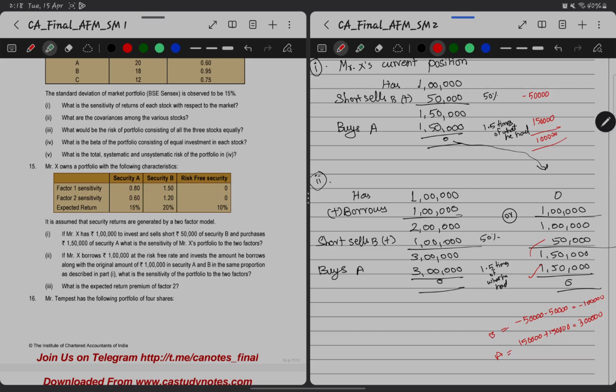Or we can do it in this method also, wherein he originally has 1 lakh and then he is borrowing 1 lakh, so the total amount he has is 2 lakh. The same proportion he has to short sell, so previously he was short selling 50%, again 50% will be 1 lakh, so negative 1 lakh. Then 3 lakh he has in his demat account. Now he is buying A in the same proportion as previously, which is 1.5 times of the money he had. So 2 lakh he has, so 1.5 times will be 3 lakhs, and the position will again be 0 after this transaction.